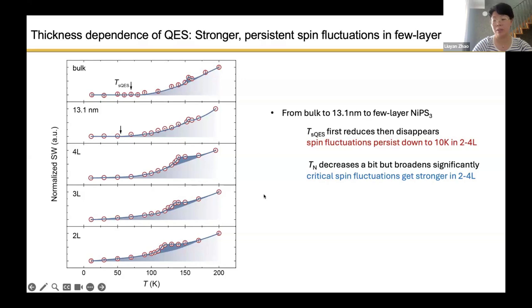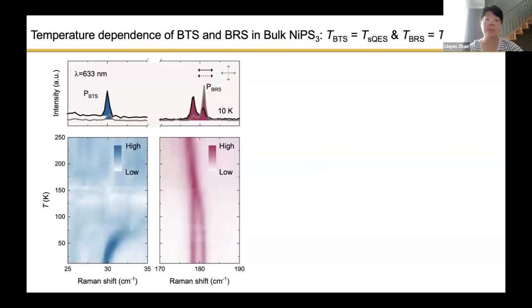Okay, so after this, we decided to look at the translational symmetry breaking and rotational symmetry breaking signatures and see how they evolve as a function of temperature and also dimensionality. Here we are showing the data still for the bulk nickel phosphorus trisulfide. So this is a raw spectrum in the top panel. And then in the lower panel are just color maps of the temperature dependent Raman spectra for both modes.